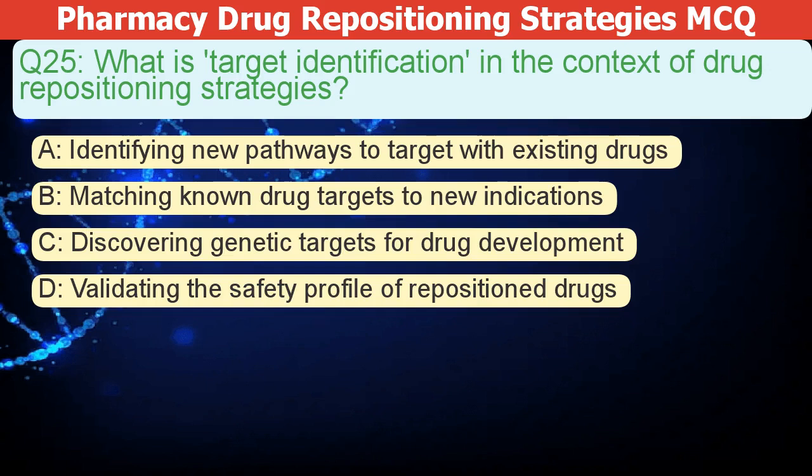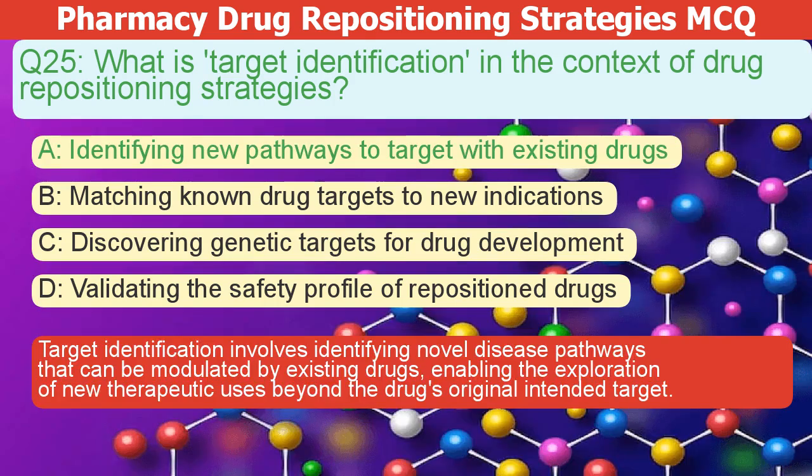A. Identifying new pathways to target with existing drugs. B. Matching known drug targets to new indications. C. Discovering genetic targets for drug development. D. Validating the safety profile of repositioned drugs. The correct answer is A. Target identification involves identifying novel disease pathways that can be modulated by existing drugs, enabling the exploration of new therapeutic uses beyond the drug's original intended target.